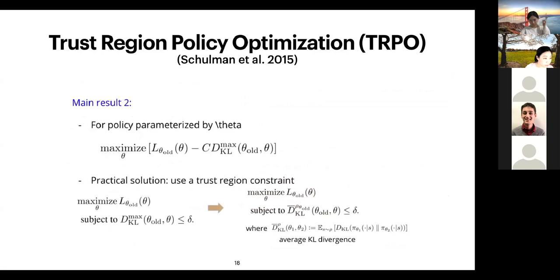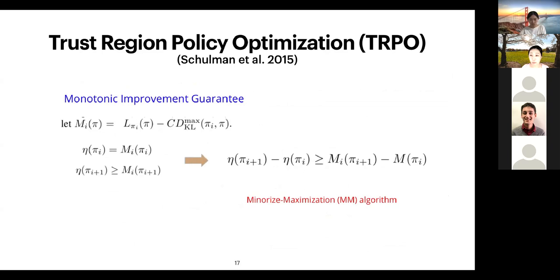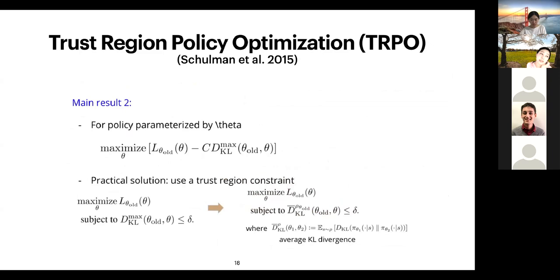So this is the slide for showing you why trust region policy optimization could have a theoretical guarantee of monotonic improvement. But this slide is the so-called main result too. I didn't want to go to the details again, but this slide is just to show you why it's called trust region policy optimization.